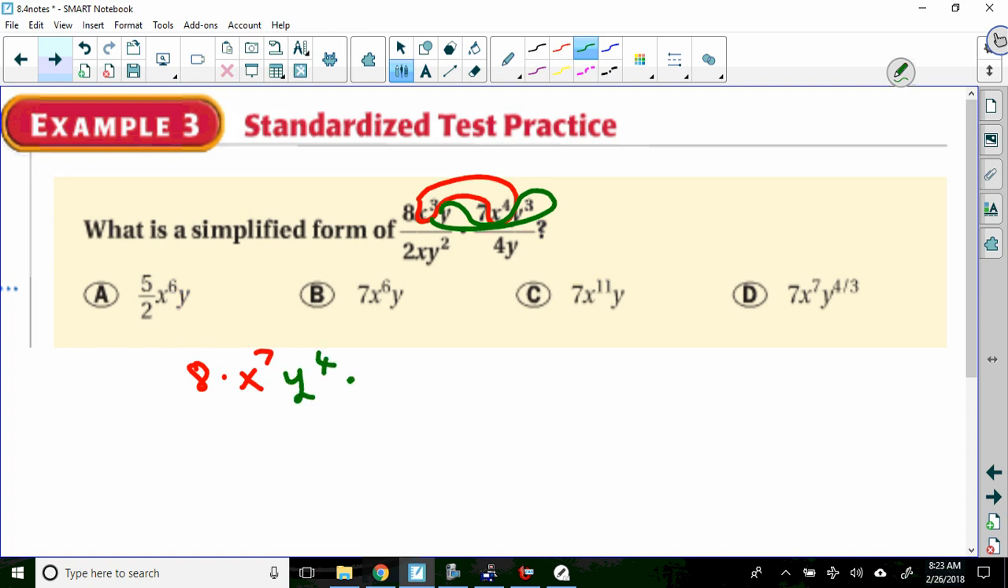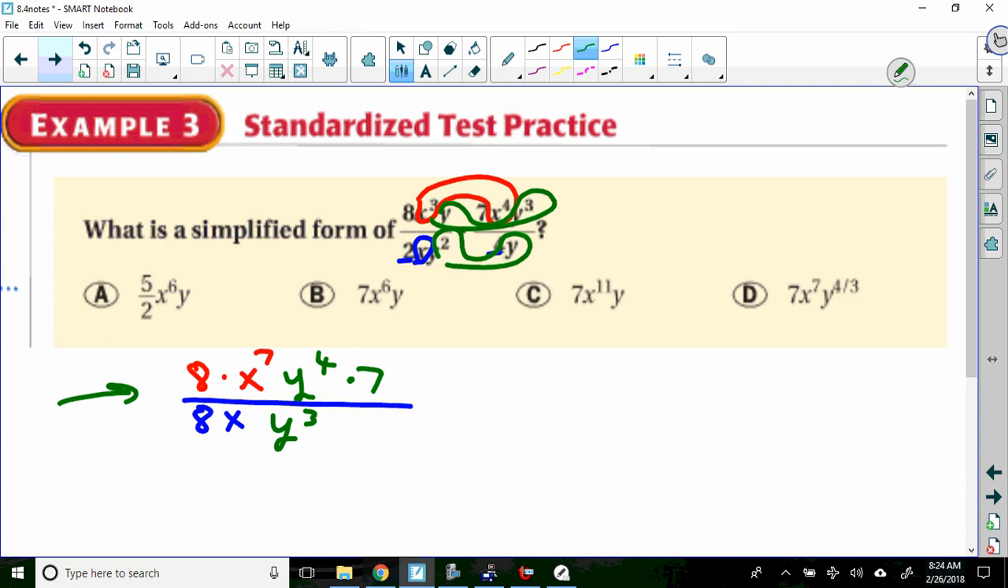And then I still got this times 7 up there. This is all over, what's 2 times 4? 8. And in the bottom, I got just an x to the first power. And I got a y squared times a y. What's that going to give me? Y to the third. So now if we look at this expression right here, does anything cancel here?